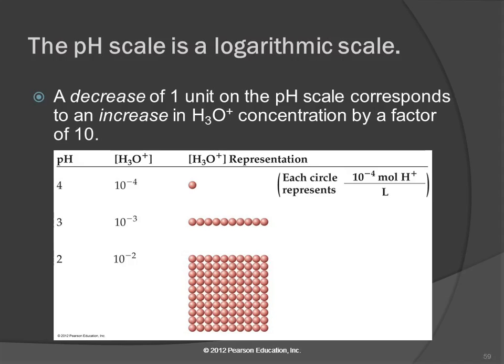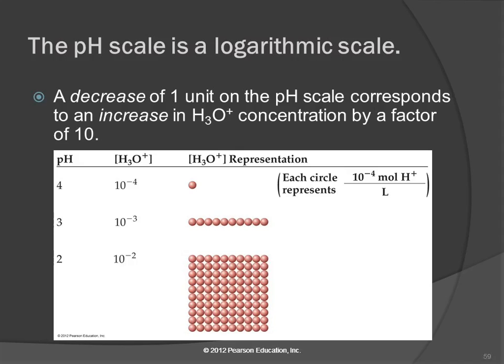And so if we look at a hydronium or a hydrogen ion concentration of 10 to the minus 4, that's molarity, we find that the pH is 4. 10 to the minus 3 is a pH of 3. 10 to the minus 2 is a pH of 2. Do you see a relationship there? The pH is the exponent on the 10 made into a positive number.